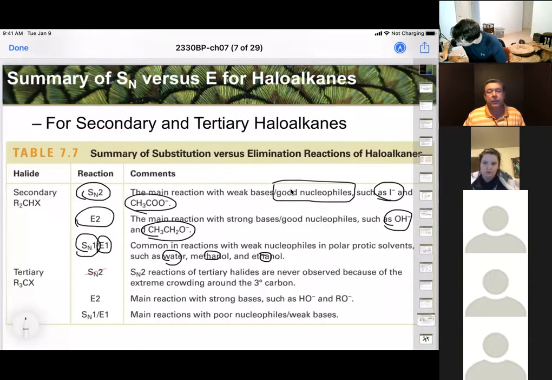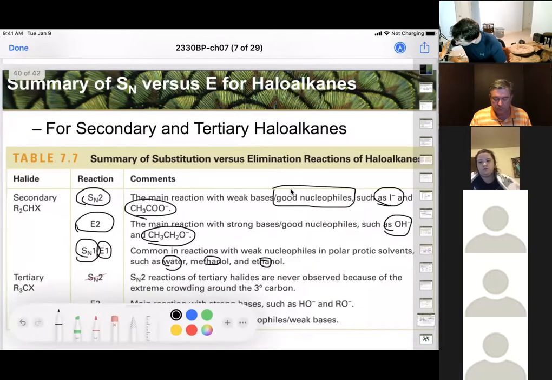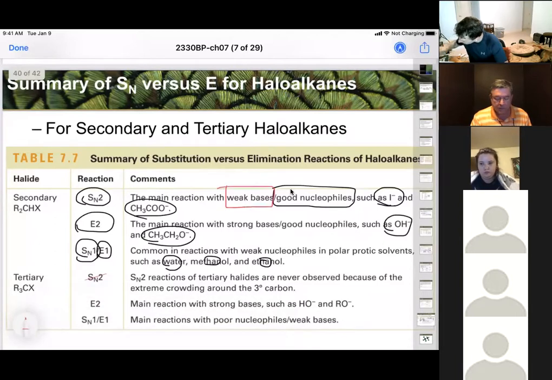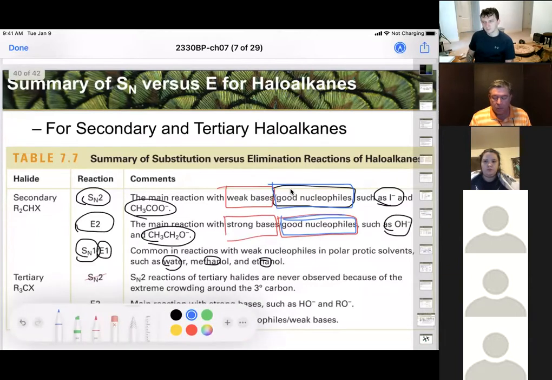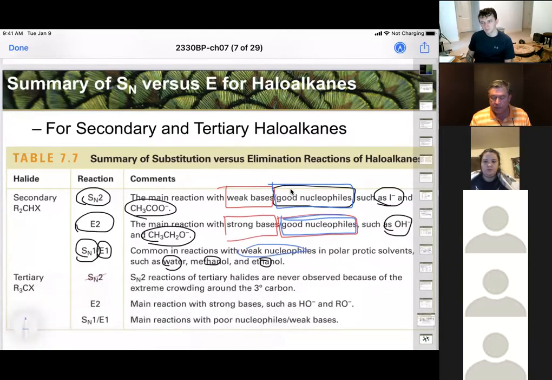Any questions on that? So the words we're looking for are: weak base, good nucleophile, substitution; strong base, good nucleophile, elimination; weak base, weak nucleophile, formation of a carbocation, and a competition between SN1 and E1.